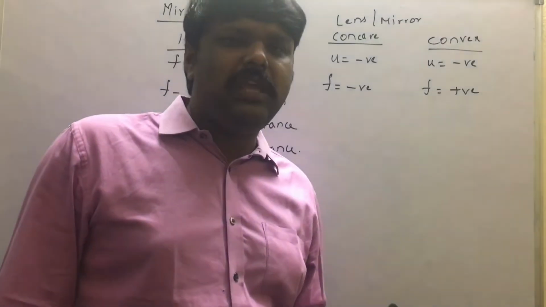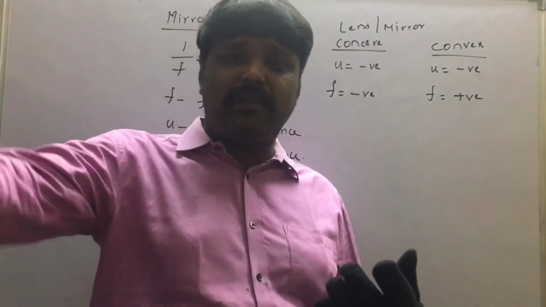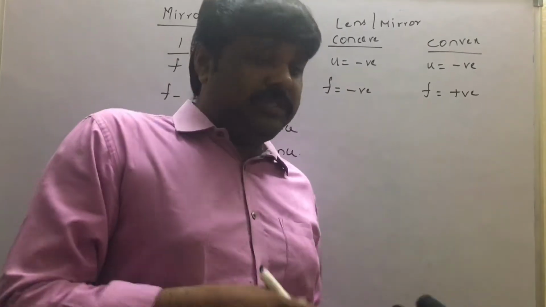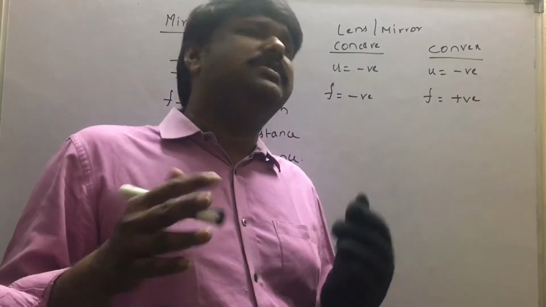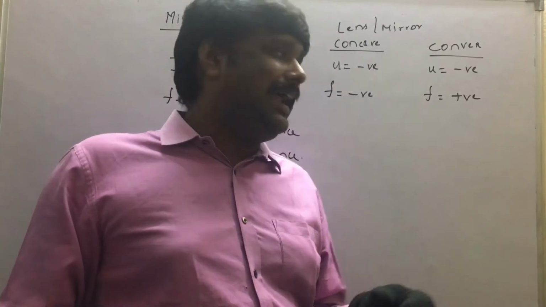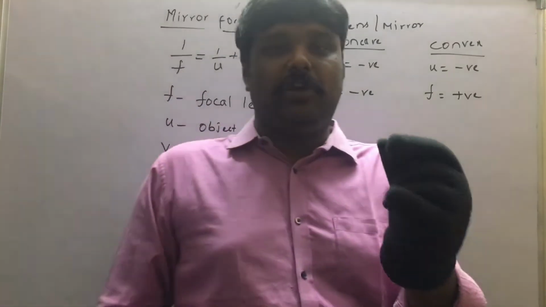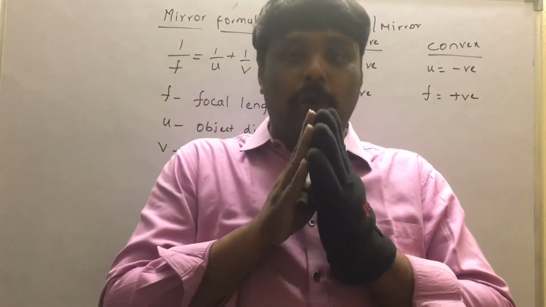Then what about v? The image might be formed sometimes inside the mirror or outside, that means a real image or a virtual image can be formed. Depending upon the image so formed, we shall take the sign. And one more important thing we have to keep in mind here is that we should not give any sign for the unknown value.